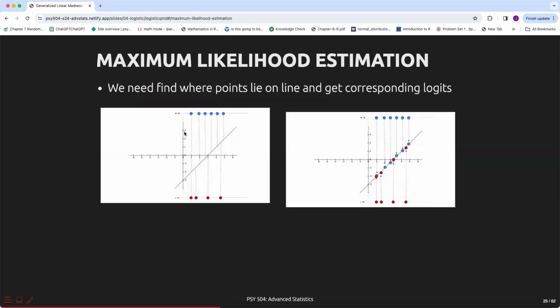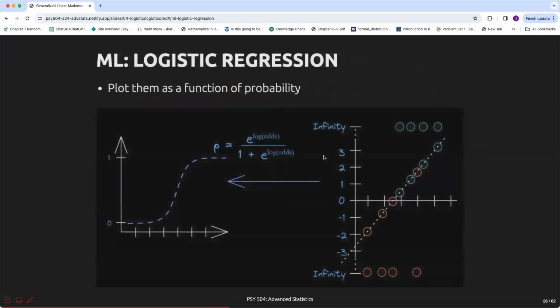And here I just wanted to highlight with visualizations conceptually what's going on, right? We have these dichotomous outcomes, zeros and ones, passes and fails. Essentially what we're doing is figuring out where those dots lie on this linear line here. And then what we can do is transform these into a probability. And from this, we get our nice little sigmoid curve, right?